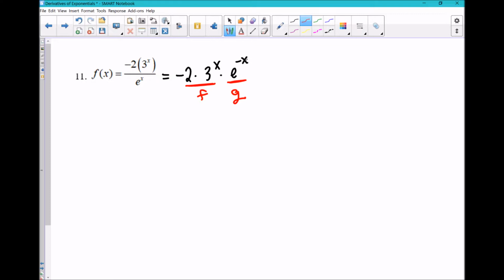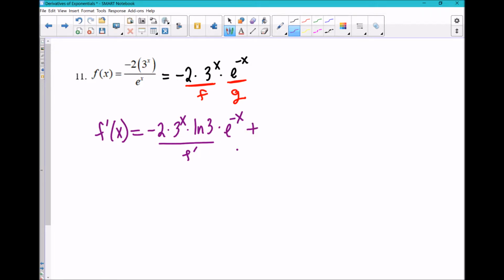Note that you are going to have to do the chain rule inside of this, so think of it as e to the u. So we do f prime g plus g prime f. The derivative of f would be negative 2 just staying there, times 3 to the x staying the same, times natural log of 3. And then times g, which is just e to the negative x, plus, now we got to do our g prime. The derivative of e to the negative x is e to the negative x times the derivative of negative x, so you've got to use the chain rule, which is negative 1.